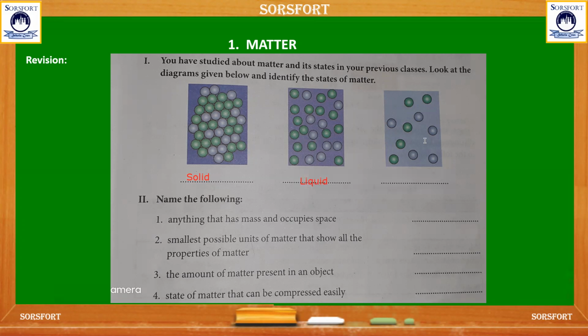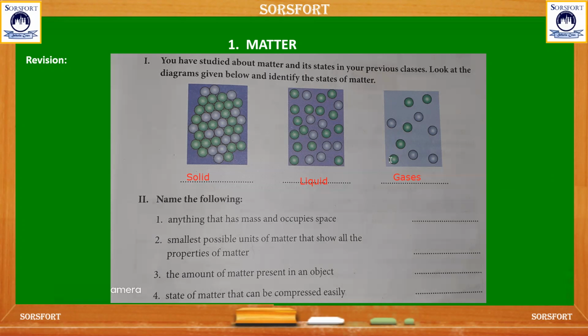Now let's move to the third one. Here the molecules are very far from each other as compared to the solid and the liquid. It is a gaseous state. Correct. So how many states of matter? Solid, liquid and gases. But actually tell me, what is matter?